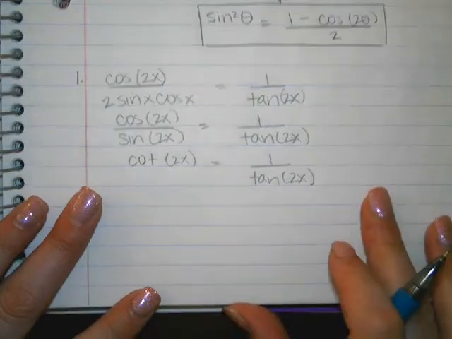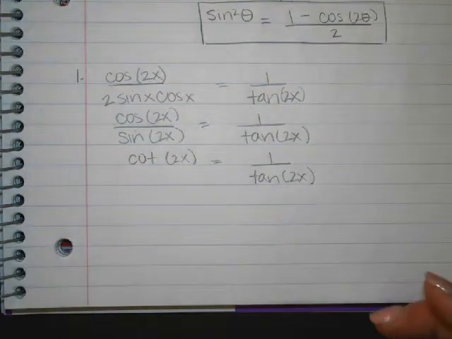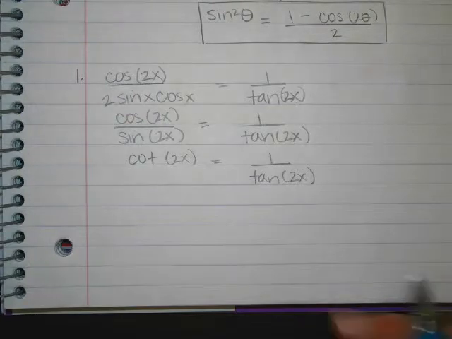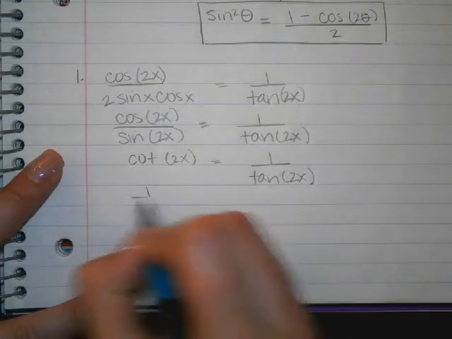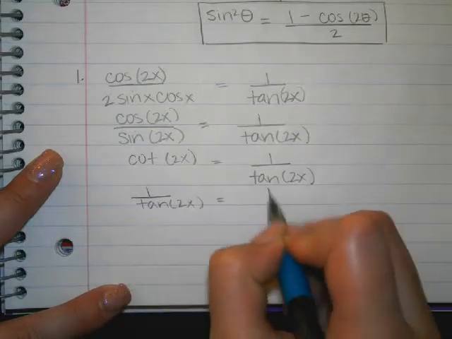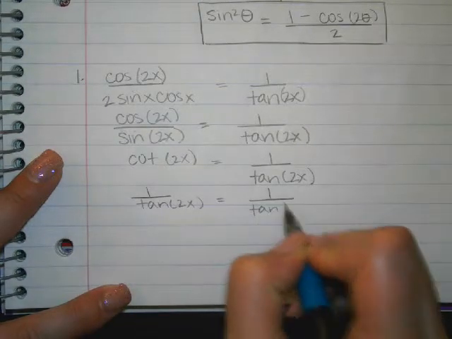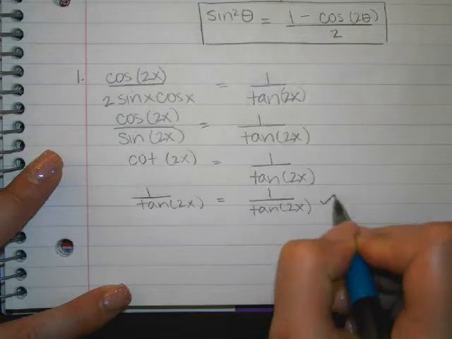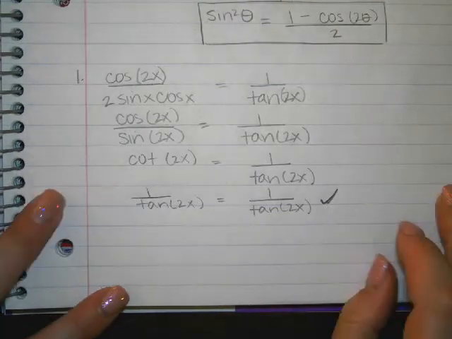And what do we know about cotangent? It's the same as 1 over tangent, yeah. So this is the same as 1 over tangent of 2x. Okay, so that problem is done.